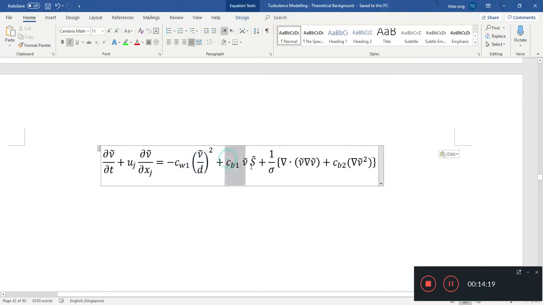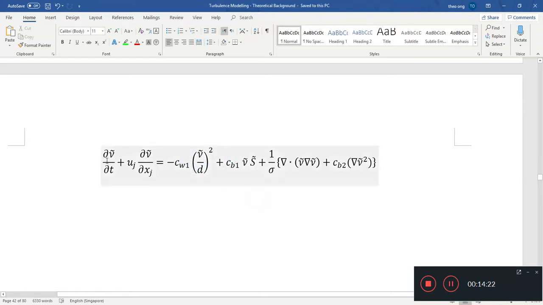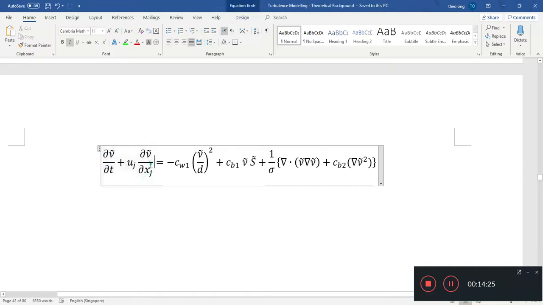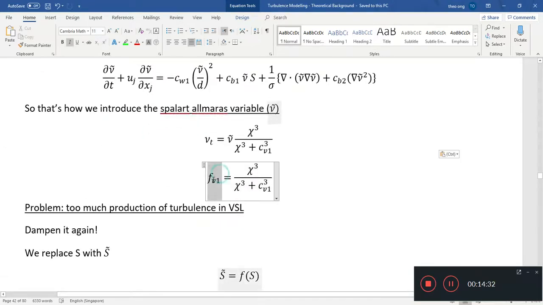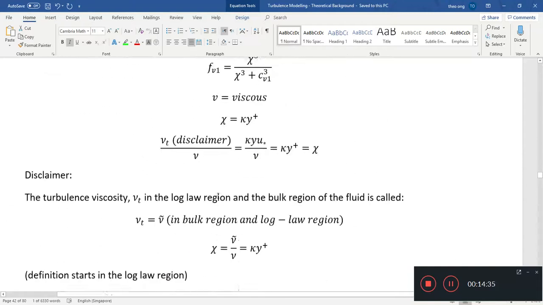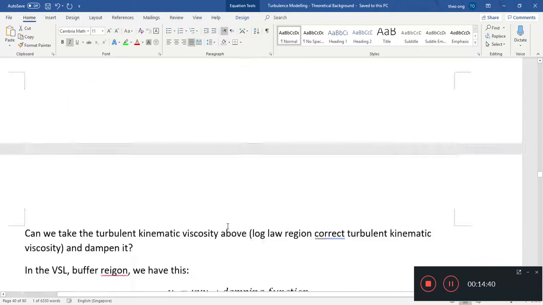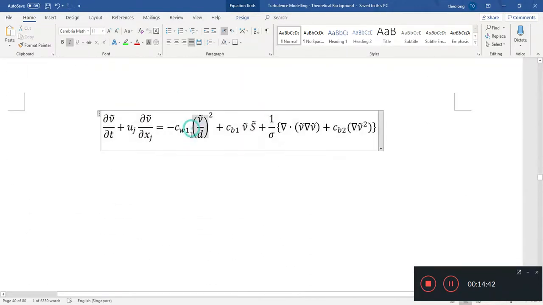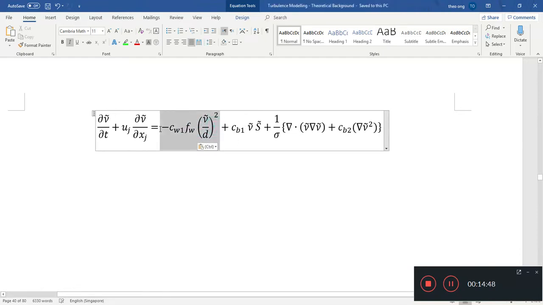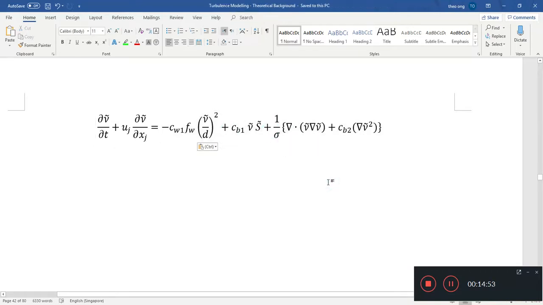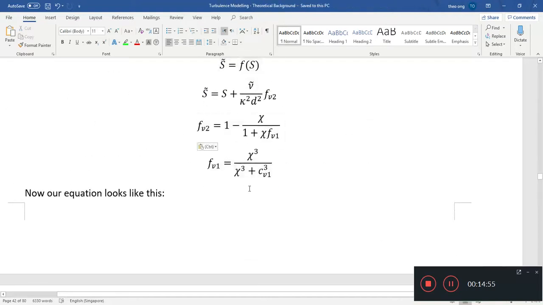Anyway, just to recap. We have our transport terms here, the substantial derivative, and then we have a destruction term which we are supposed to dampen. I forgot to add the damping function, which is FW, F wall. F wall is here. Then we have our destruction term here, our source term here, and then the diffusion term here. We explained why that was the case.